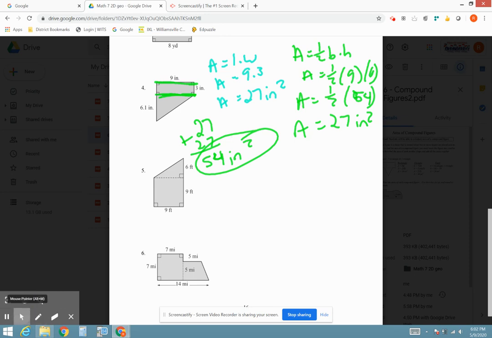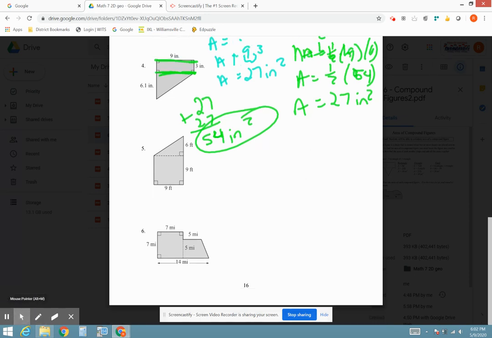All right, let's have you try number 6. Hopefully you know the shapes. This is a square. This is a trapezoid. There is a little trick here. If this whole thing is 14, this piece is 7, that means that this piece right here is also 7, because 7 and 7, which of course leaves 5 and 5. All right, find the area, please, the combined area.